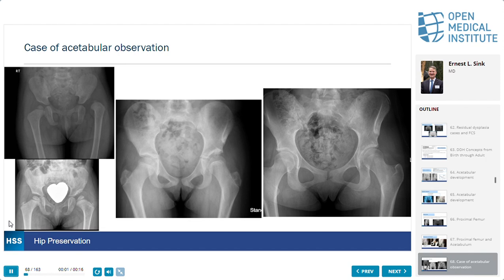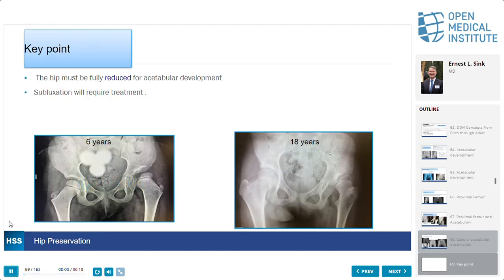So here's a case where we observe the acetabulum. Okay? And you can see this hip is not 100% normal. And if they hurt, you can do a PAO. But it's concentric. The key point: the hips must be fully reduced for acetabular development. Subluxation always requires treatment, okay?